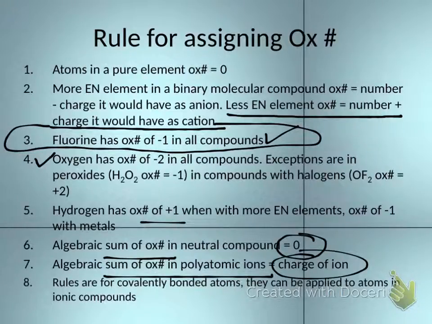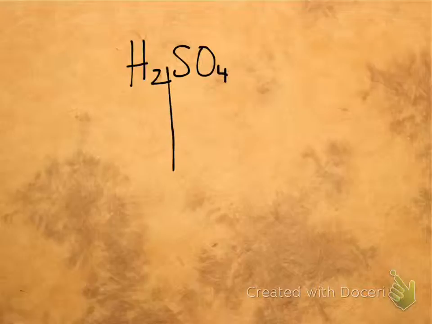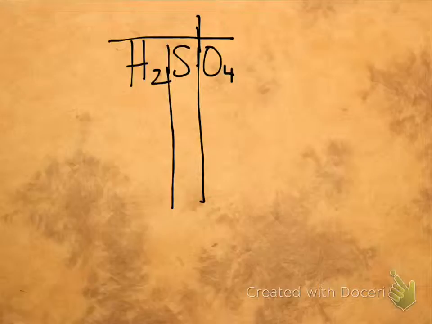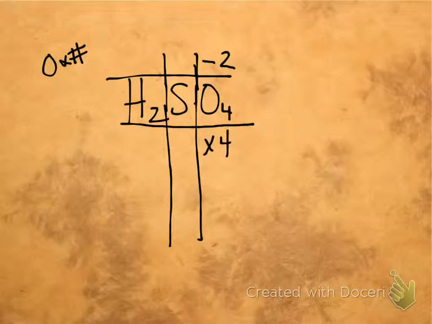So flip back to your rules. We have a rule for oxygen. We have a rule for hydrogen. So let's start with our most electronegative. And we're going to make sort of 3 columns here. I should spread these out a little bit. What's our rule for oxygen? Oxygen has an oxidation number of what? -2. And we have how many oxygens? 4. So times 4, we have here -8.